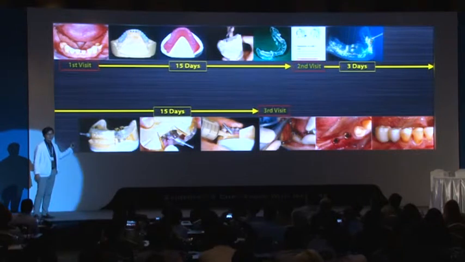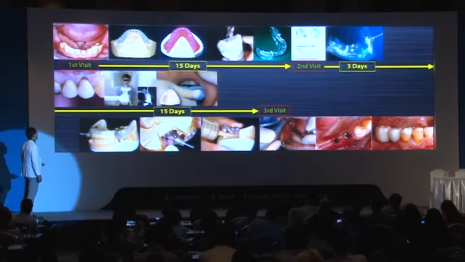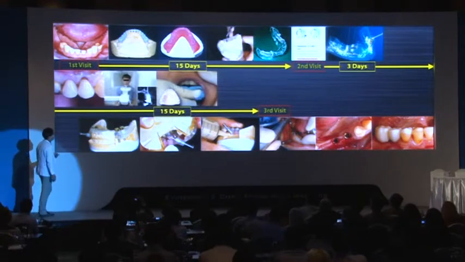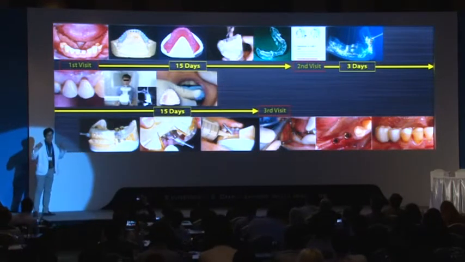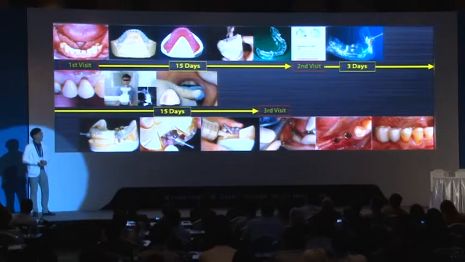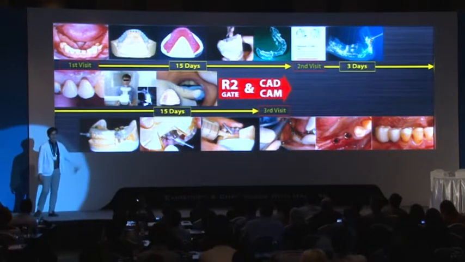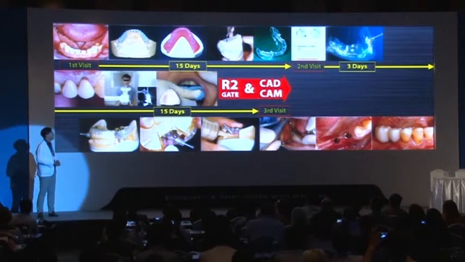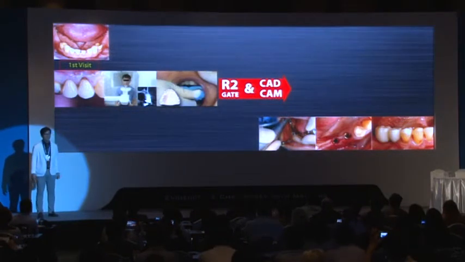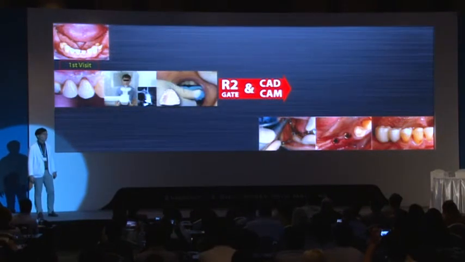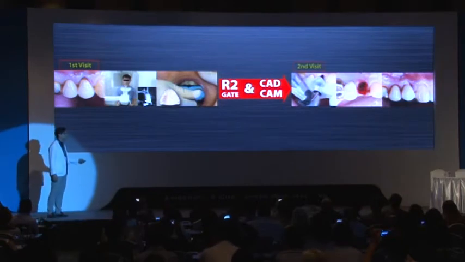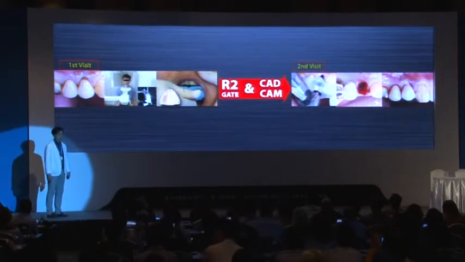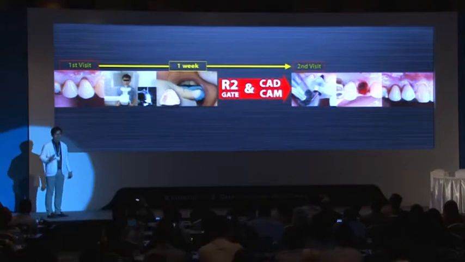Compared to this complex procedure, our system is very simple. When they're first visiting, we take the CBCT and R2GATE impressions. After that, using the R2GATE and CAD/CAM system, we make all of these components in 1 week. So using this procedure, we eliminate all of these procedures. Then, at the second visit, we do the one-day implant surgery. And it takes only 1 week in Korea.